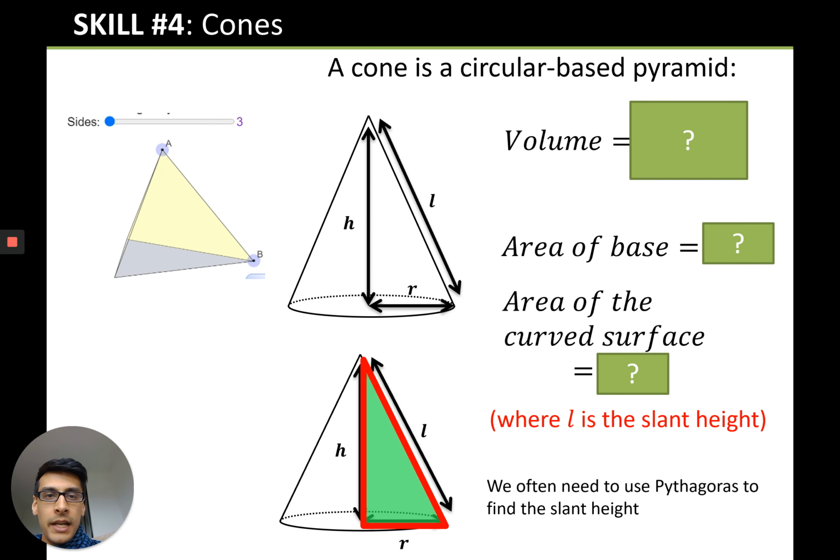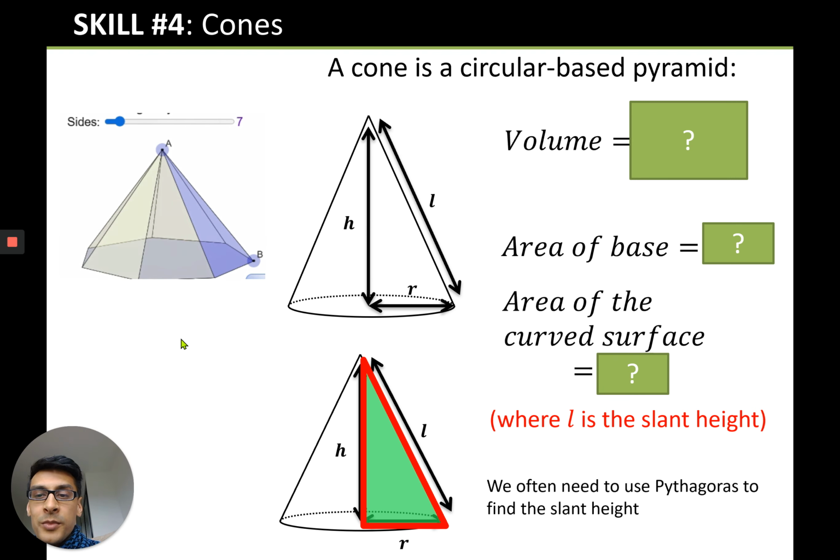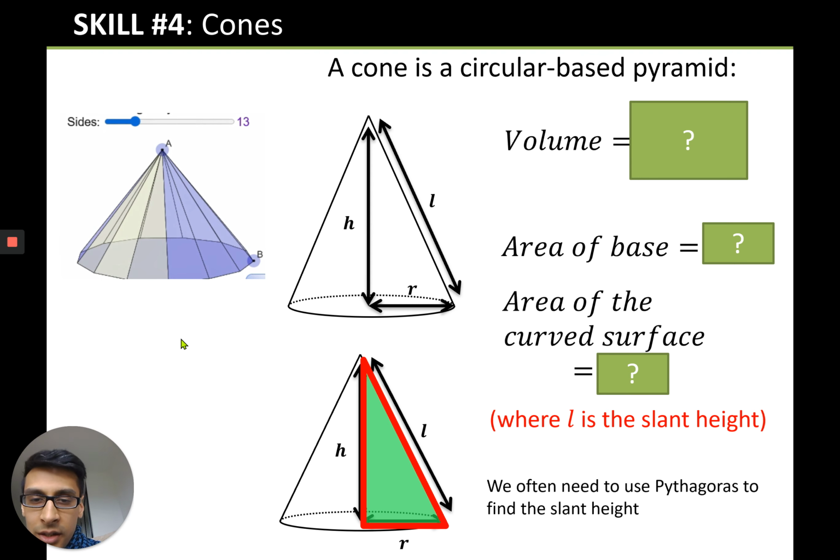When you're looking at a cone, it's just a circular base pyramid. If you imagine a tetrahedron like this, the more sides the base has, the closer it starts to become to a cone.